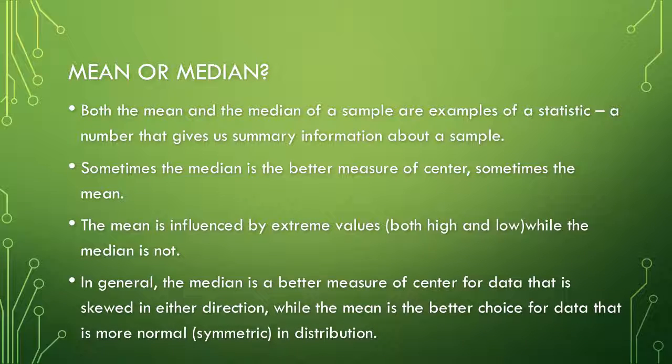Now, in general, the median is a better measure for the center of data that is skewed in either direction. So if you have something with a really extreme value that's way away from the main set of data, then the median would be a better way to go. The mean is the better choice and the more accurate choice for data that is in a more normal or symmetric distribution. And we'll learn more about that as we go through these 4 sections in this chapter.